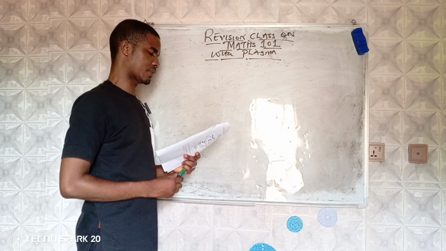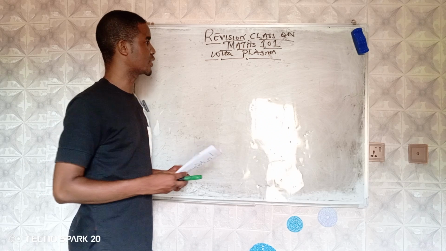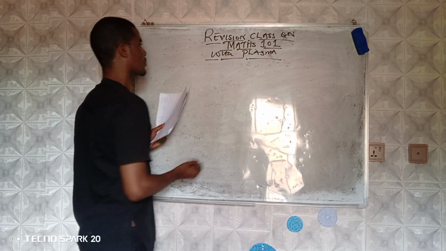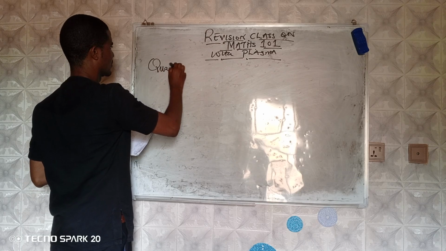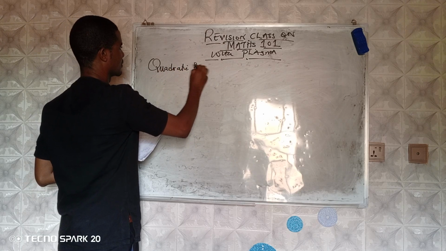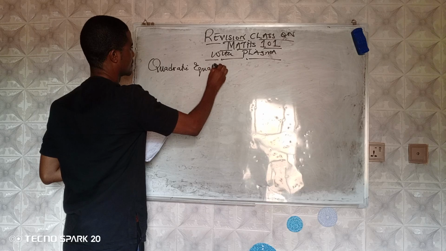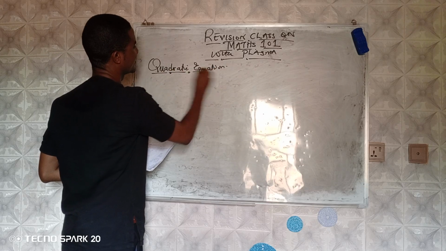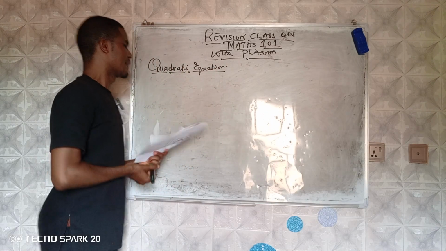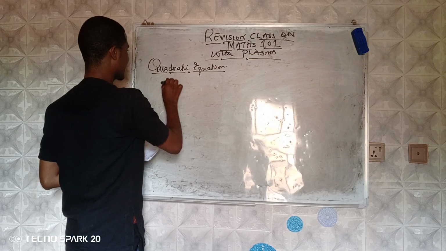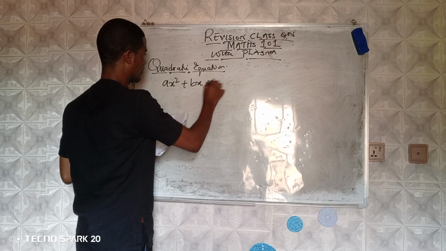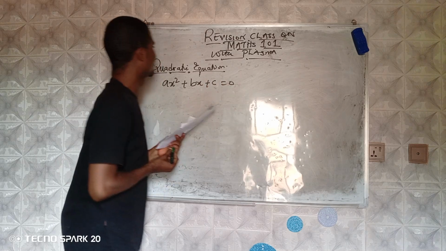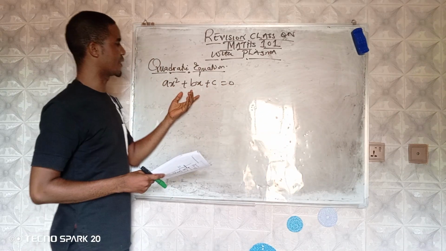Okay, while we continue on our revision class in Maths 101, today we are going to be entering what we call quadratic equation. A quadratic equation is an equation of this form: ax squared plus bx plus c equals 0.